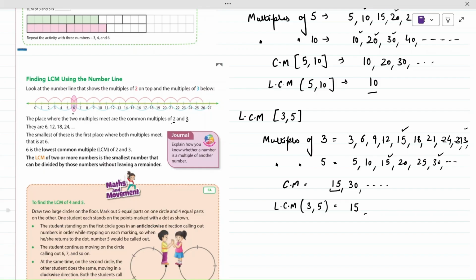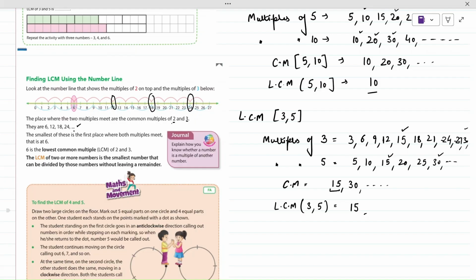Okay, and after 6, which one is the other one? Let us see which is there after 6. So after 6 we have 12. If you see here also, these two lines are meeting. And then we have 18, then we have 24, right? And then after 24, the next will be 30 down the line. Okay, so all these are the common multiples where both the lines are meeting. These are the common multiples list.